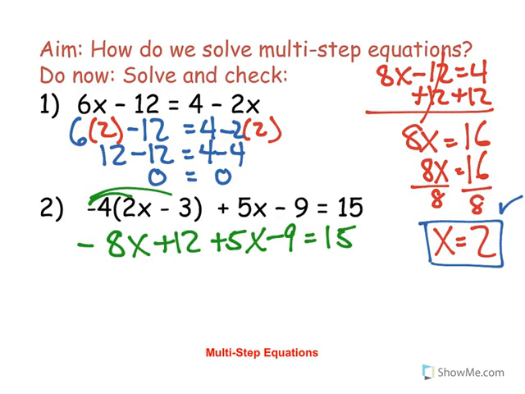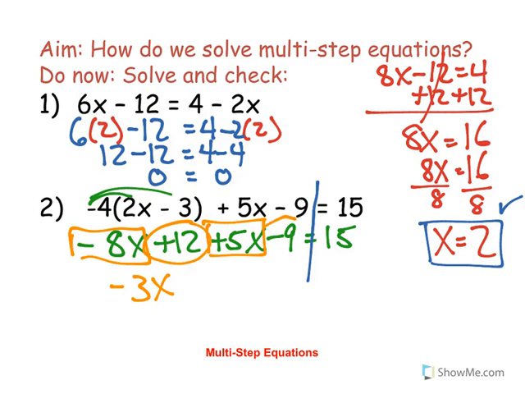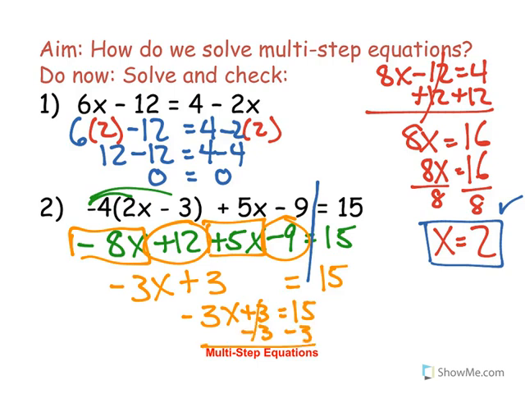All right, I can draw my dividing line here, my buffer. So I don't have variables on both sides. I do have like terms here. Negative 8x plus 5x is negative 3x. And I've also got like terms here, right? Positive 12 plus negative 9 is positive 3, and that's equal to 15. So I'll write that out again. Negative 3x plus 3 equals 15. I'm going to add negative 3 on both sides, which gives me negative 3x is equal to 12. I'll divide both sides by negative 3, and that gives me x is negative 4.